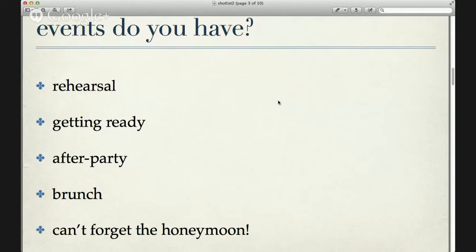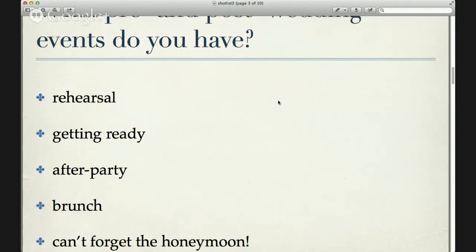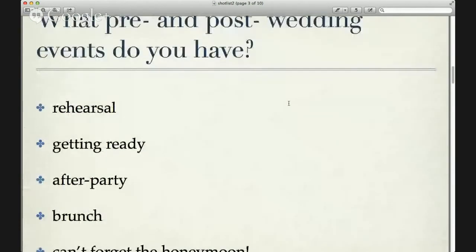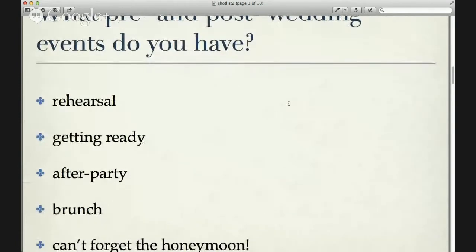But the biggest post-wedding event that most people tend to forget to put on their shot list is the honeymoon itself. I mean, it's your first time as Mr. and Mrs., and you're spending, gosh, that was the only 2-week vacation we've ever had. You're 2 weeks, or maybe only 1 week, but uninterrupted, you're together, you're alone. It's such a special time. So the honeymoon is really important to include on your shot list. So again, the second question you should ask yourself is, what pre and post-wedding events do you have?